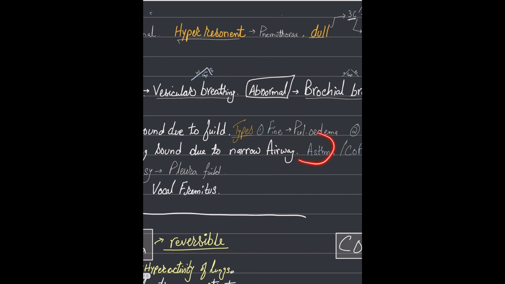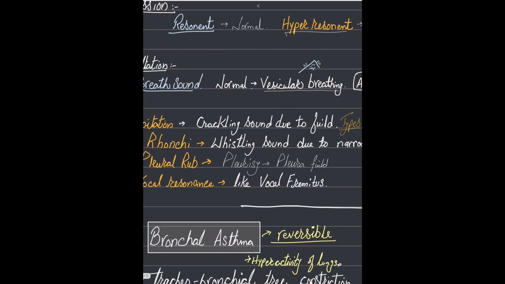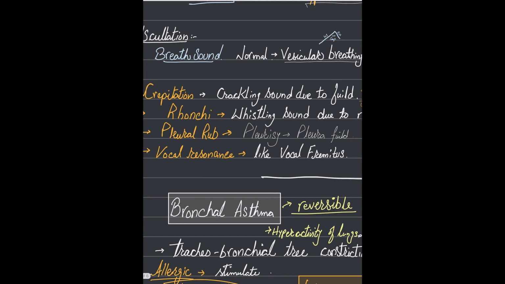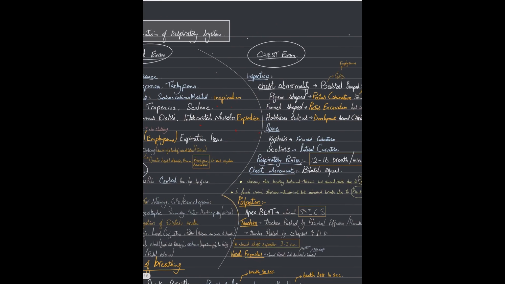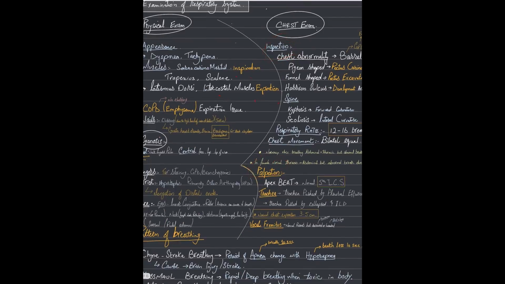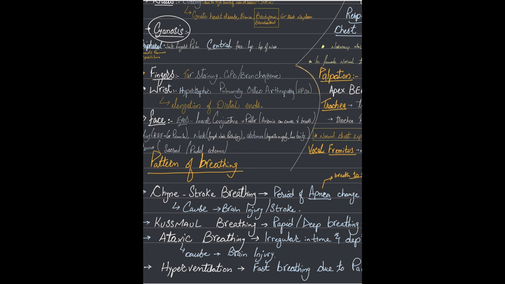And where is the narrowing? We can see it in asthma and also in COPD. Pleural rub, pleurisy, and pleural fluid. You're going to hear a pleural rub in pleural fluid. It's a rubbing sound. So this is also an important point for understanding. And vocal resonance, like vocal fremitus. You're going to hear it when the patient is breathing, and you can hear this sound. So this is auscultation, percussion, palpation, and inspection.